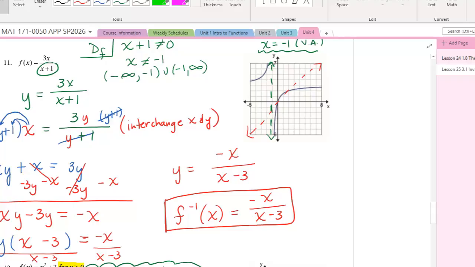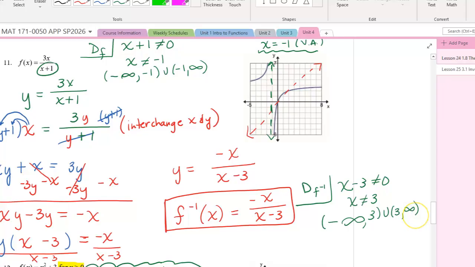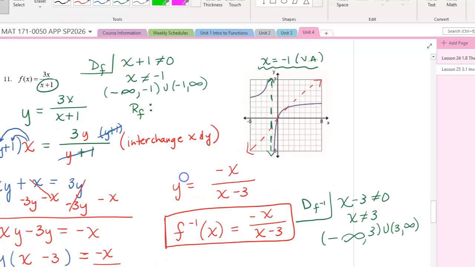Now let's look at the domain of our inverse. So remember, we're going to take the denominator, x minus 3, and say it cannot equal 0. So x cannot equal 3. So the domain of our inverse is from negative infinity to 3, union 3 to infinity. Well, if it's true what I said before, the domain of the inverse should be the range of the original function. Well, let's look at the graph for a minute.